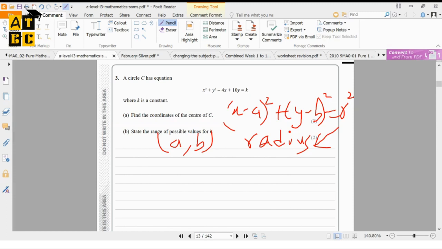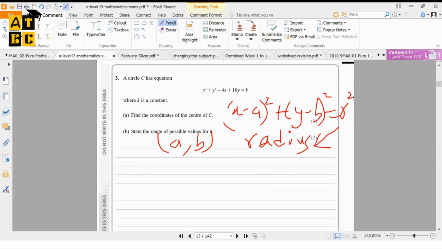of the circle. But when a question is given to you, you need to be very careful to understand and read in between the lines to know what exactly the examiner is asking you to do. So this is an Excel A-level paper 1 to be precise, and this question says a circle C has equation x squared plus y squared minus 4x plus 10y equals k, where k is a constant. Find the coordinates of the center C.